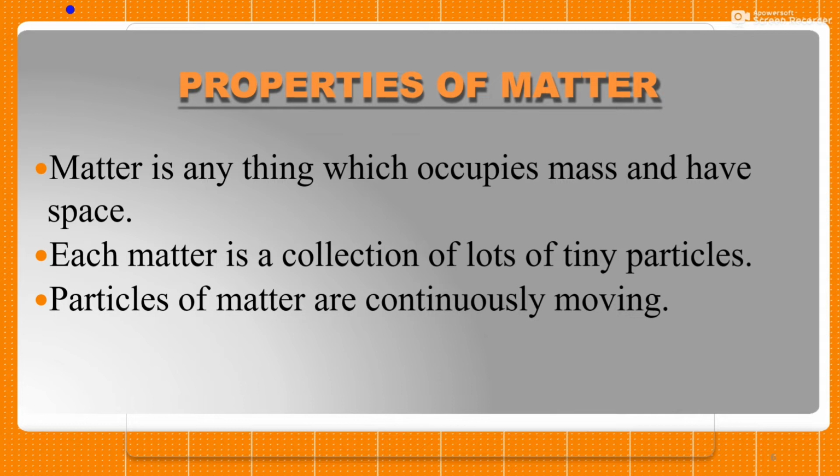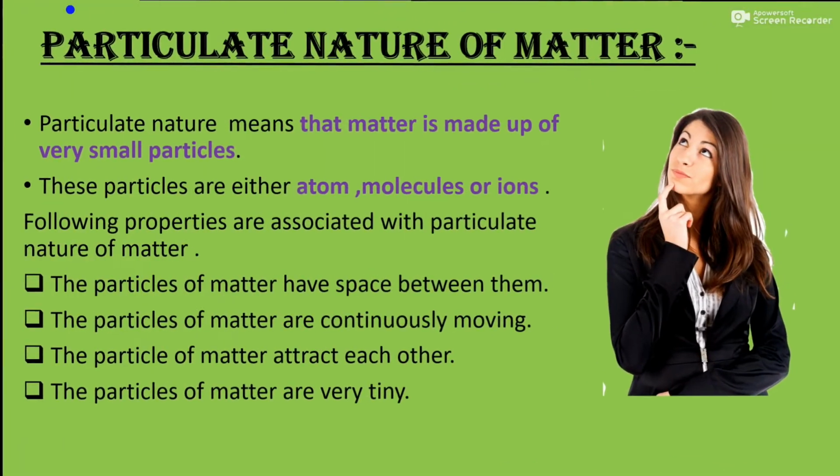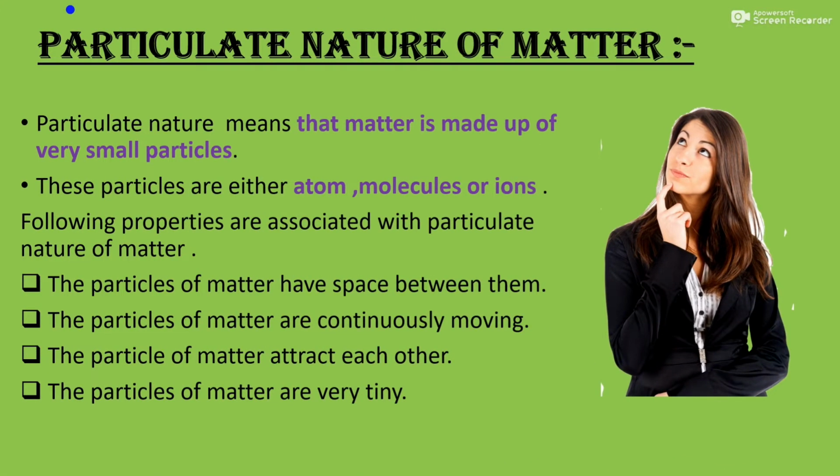Properties of matter. Matter is anything which occupies space and has mass. Each matter is a collection of lots of tiny particles. Particles of matter are continuously moving. Then, particulate nature of matter. Particulate nature means that matter is made up of very small, tiny particles. These particles are either atoms, molecules or ions. We will discuss more about atoms, molecules and ions in the upcoming chapters.